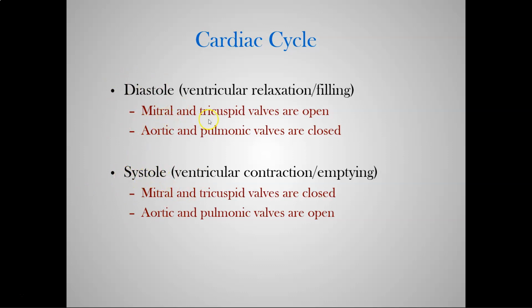Okay. Mitral and tricuspid valves are open during diastole. Aortic and pulmonic valves are closed. You must know that. Mitral and tricuspid valves are closed during systole. Okay, so tri and bi are closed during systole. Aortic and pulmonic are open.